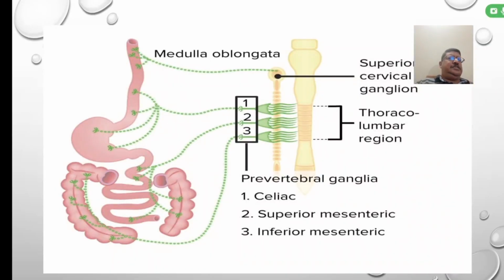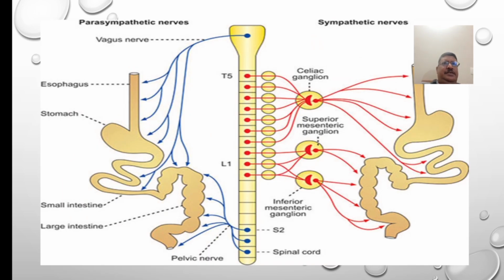So these are the nerve supplies to the intestinal area: prevertebral ganglia, celiac, superior mesenteric and inferior mesenteric. And another is parasympathetic nerves and sympathetic nerves. These all work in the intestinal area, and the nerves come between T5 and L1.